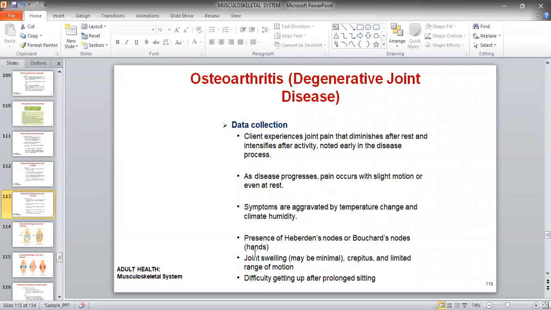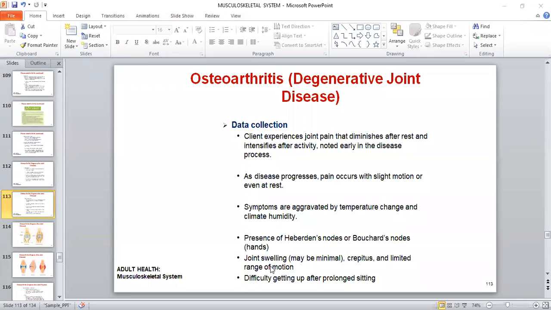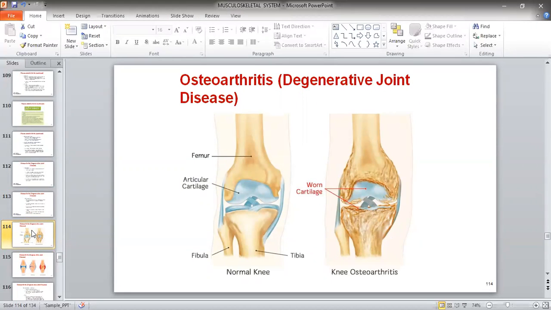The two nodules are positive in case of osteoarthritis, whereas in rheumatoid arthritis, these two nodules are not positive. Okay, and also it is very important to know the joint swelling and crepitus, when movement of the joint makes a sound, and difficulty getting up from prolonged sitting. Very common problem for the patient. So as an RN or LPN, what should you tell your patient, or what are the nursing procedures?